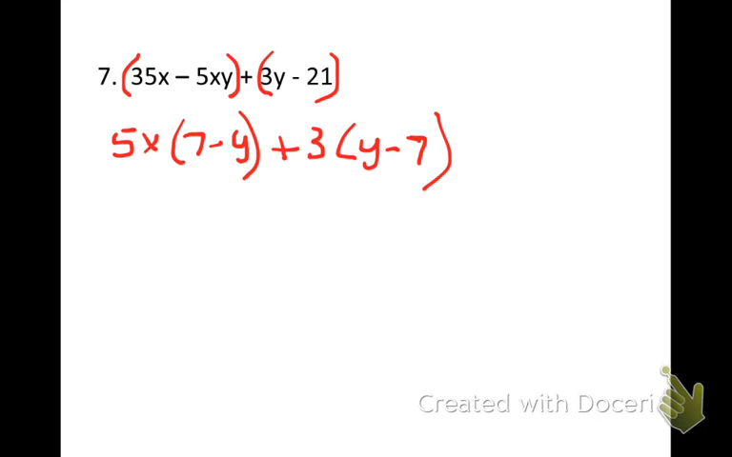So what can I do to make them look alike? I can factor out a negative 1. It doesn't really matter which one. I like y minus 7 better, so I'm going to factor a negative 1 out of this first term, well, actually out of here, right here.